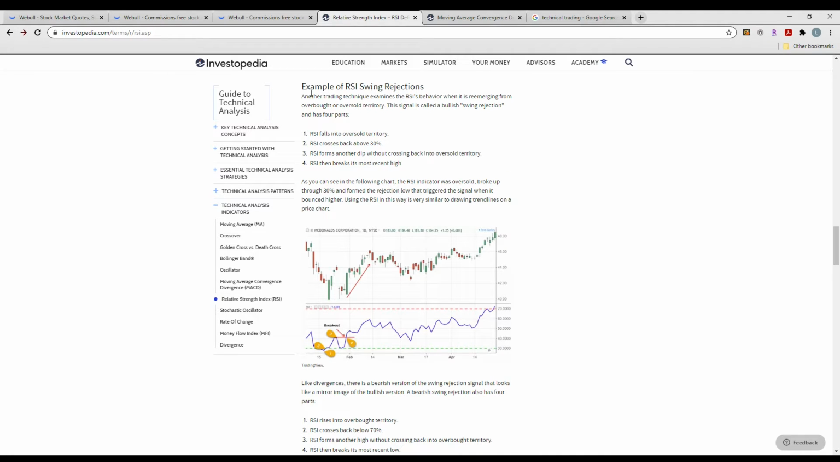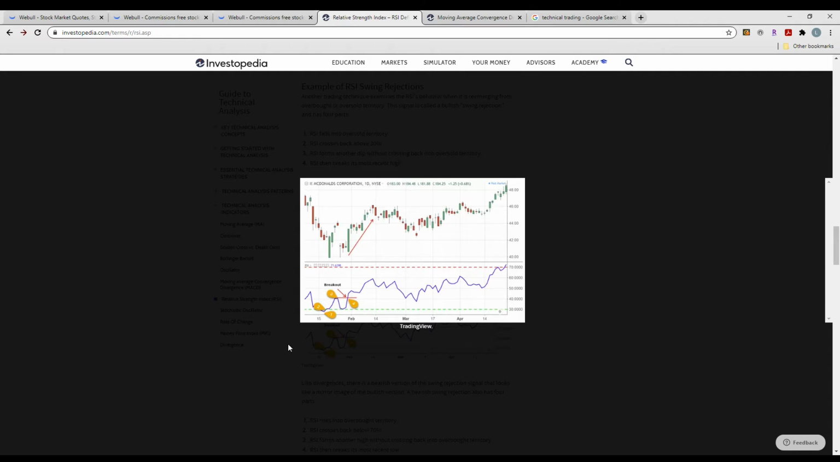Another trading technique examines the RSI behavior when it is emerging from overbought or oversold territory. It's called a bullish swing rejection. It has 4 parts. 1, the RSI falls into oversold territory. 2, the RSI then crosses back above the 30. 3, the RSI forms another dip without crossing back into oversold territory. And 4, the RSI breaks its most recent high. And it looks like this right here. This is a good one to know.